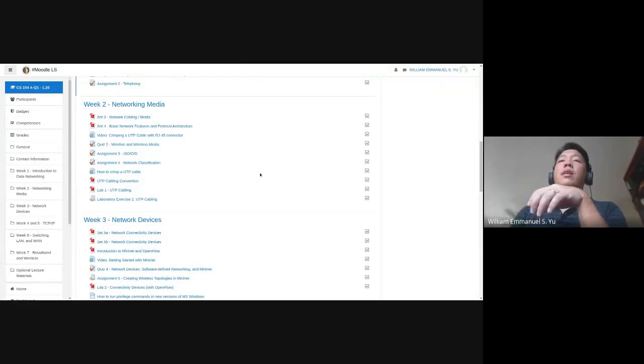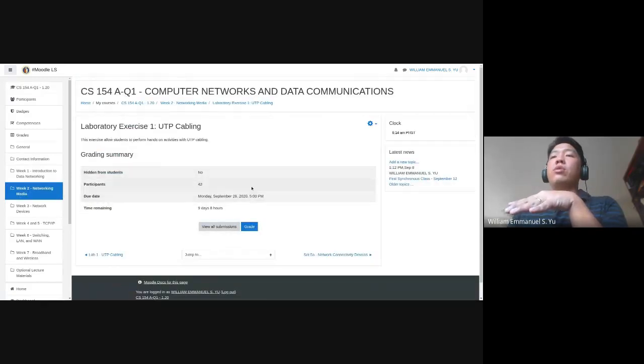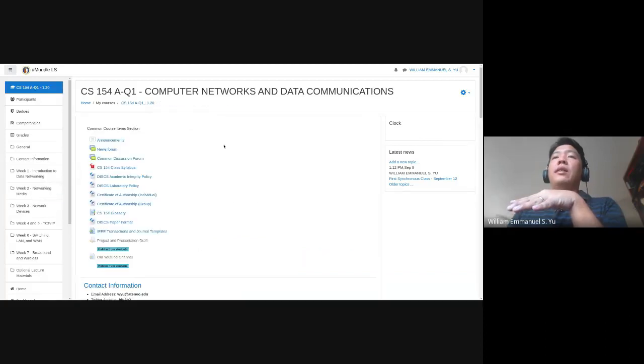Then this is the video on how to do crimping. I didn't make this, but it is fairly representative of what you need to do. There's also a documented instruction, and there's also the cabling convention. This is the actual instructions for the laboratory exercise, and this is laboratory exercise number 1. You'll notice it's due on September 28th, so please take note of that deadline.